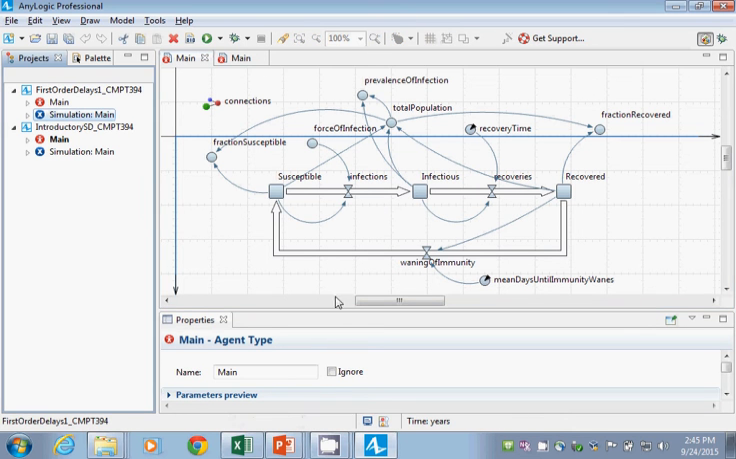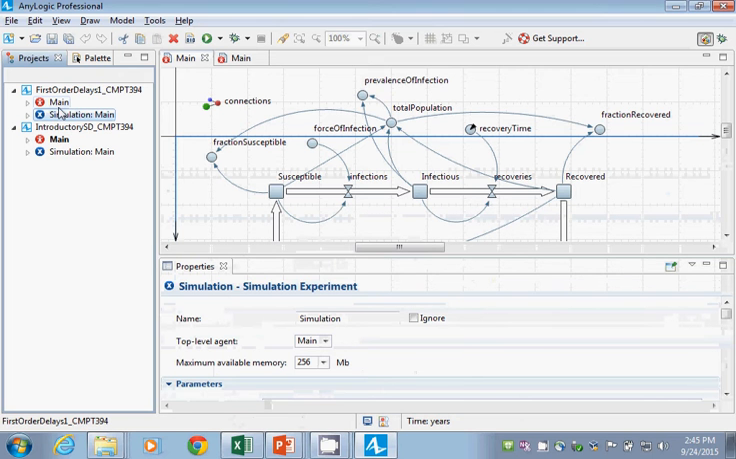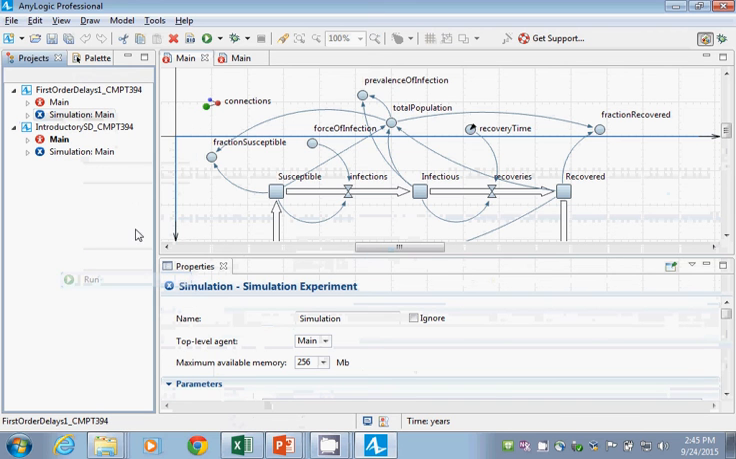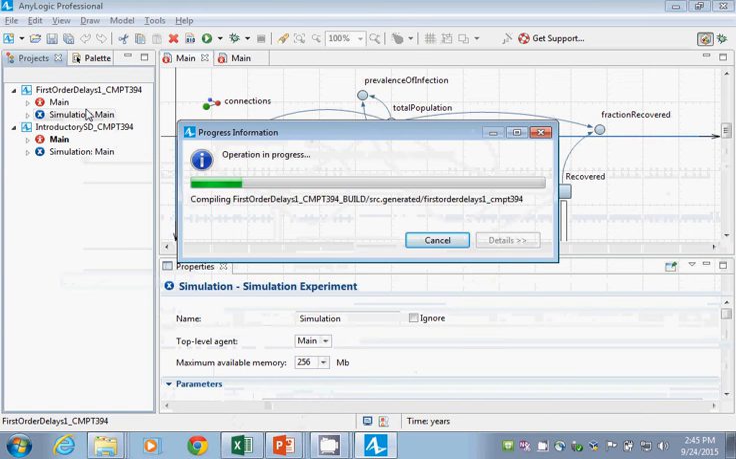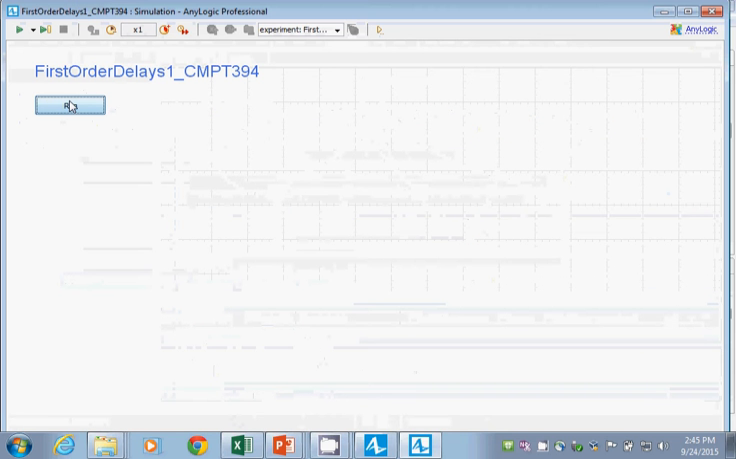Anyone remember? What did we see occurring within this model? We started with, I think, everyone susceptible, no one infectious, and no one recovered. What did we see? What sight lay before us?